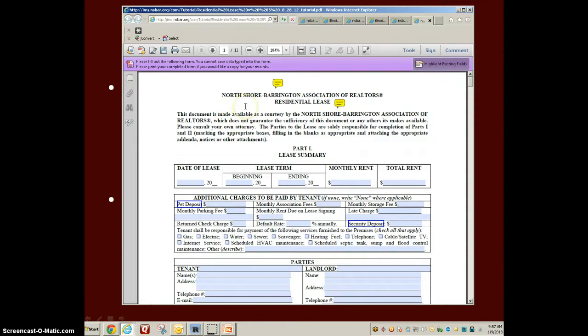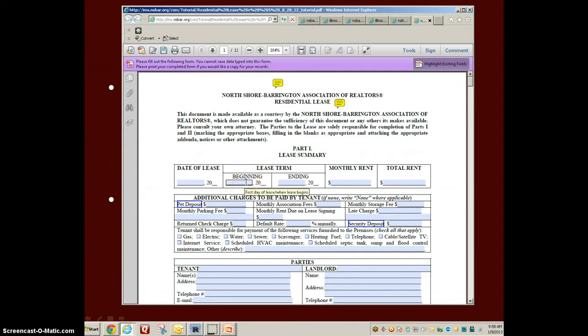What we've done with this lease is that the first 2 pages are fill-in information, and then the next 10 pages are just a deeper explanation of what's going on. We're hoping this will be a lot easier for the agents to fill out. First you have the date of the lease. What we mean by this is the date the tenant is signing this lease.